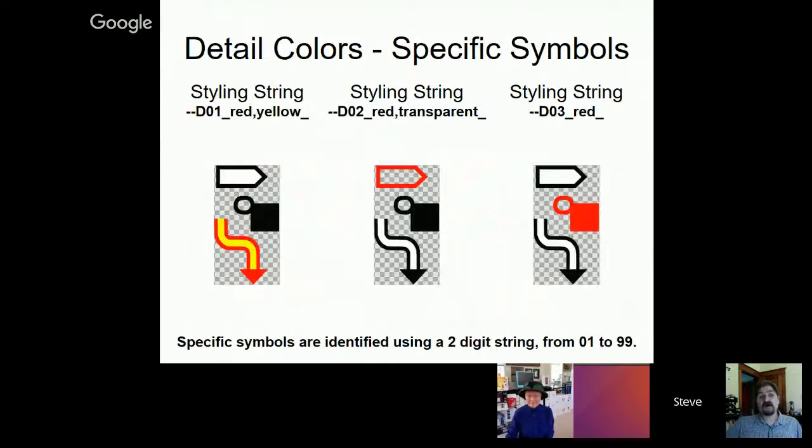It is also possible to style individual symbols, and when you have the detail for a symbol, you always need to identify the number. So this is the detail, again, 2 digits, 01 to 99. So detail for symbol 1, we're going to make it red with a yellow fill. Or we're going to have detail for symbol 2, a line red, and the fill of transparent. So you can see it was white, now it's transparent. Then we can also have a styling string for detail of symbol 3. We're just going to make it red.